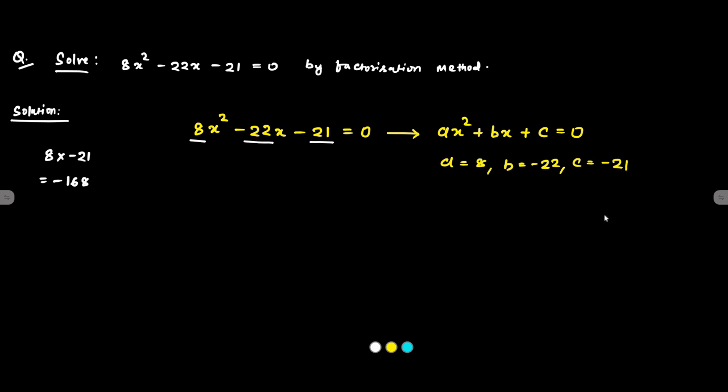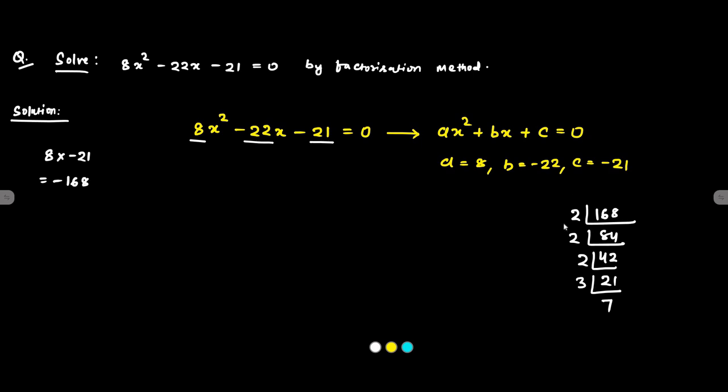So for 168, find out the factors. It is 2 × 84, 2 × 42, 2 × 21, 3 × 7. So these are the factors. Now how can we go for the combination?